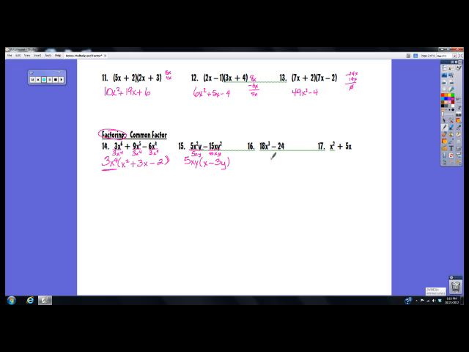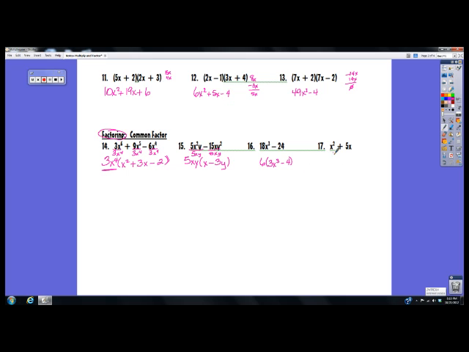Now we have 2 more examples left. A common factor here is 6, and that's all that you can divide out. You can't take any x's out because the 24 does not have an x. So I'm going to divide both of these by 6, and when I do that, I'm left with 3x to the 3rd minus 4.